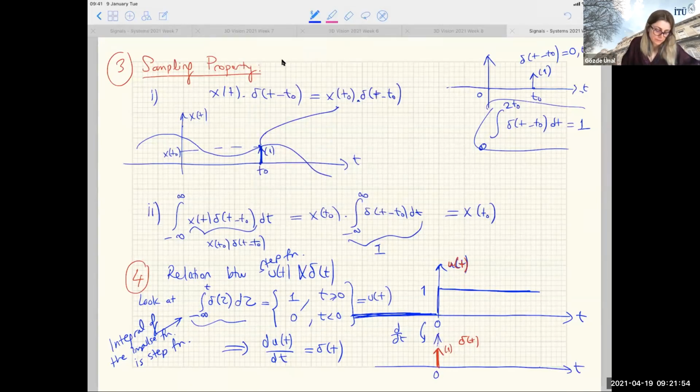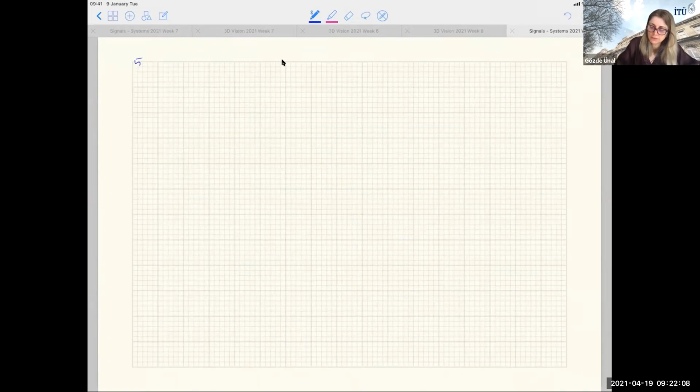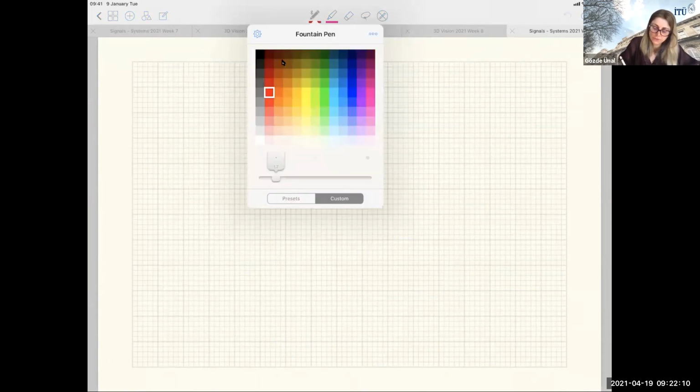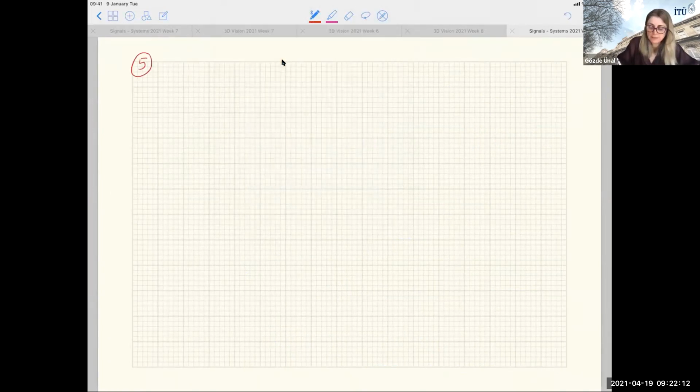Okay, this is it. What else? Time scaling. Okay, so some properties of delta of t. These are the only differences from discrete time, actually. So let's just finish them up. Delta of t, time scaling delta t.